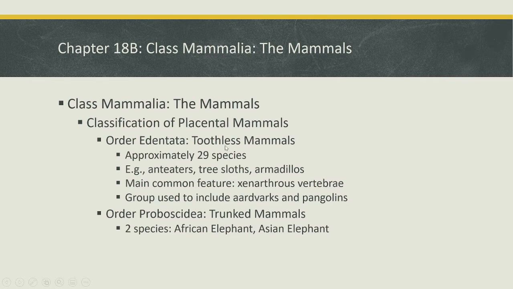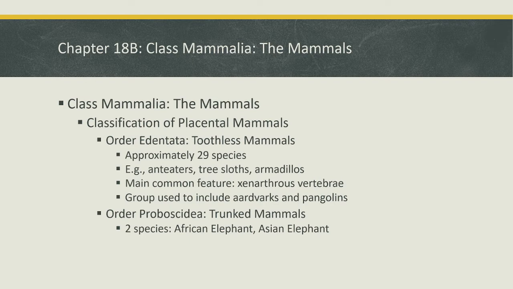But rather than the toothless or nearly toothless nature, the main thing that actually unifies this group is something called Xenarthrous vertebrae, a special structure that their vertebrae have that we're not going to get into. This group used to include aardvarks and pangolins, but they each have their own group now. Because they come up here, I have a thing about pangolins for you. And that's it for Edentata, other than I'll show you some pictures and a couple videos.